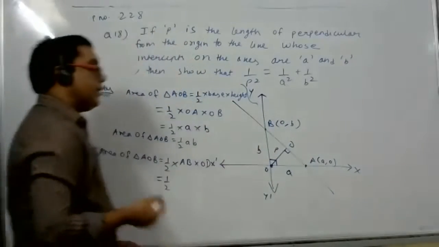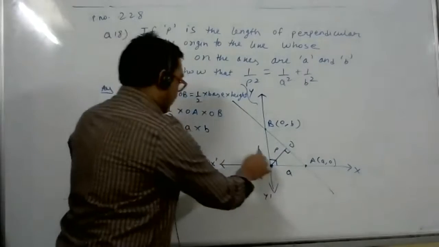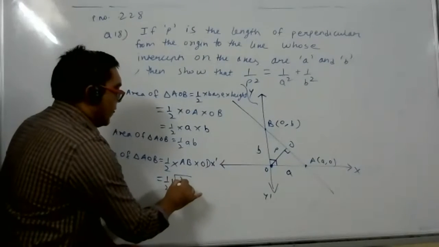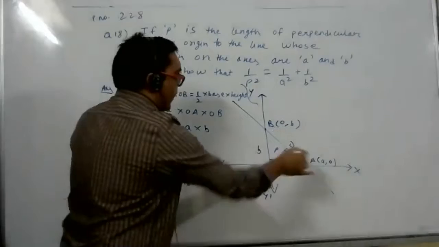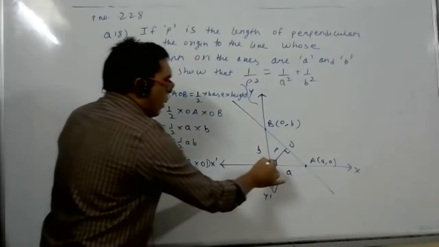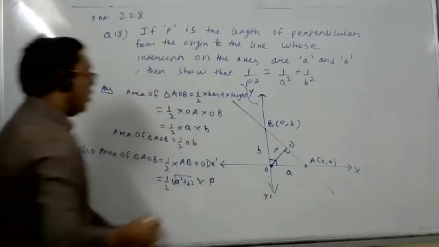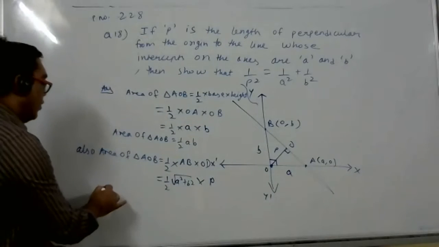We can find it by the distance formula, square root of A square plus B square. By Pythagoras theorem only we can find AB. And what is OD? How much is OD? It is P. So both are the area of the triangle, so both will be the same.